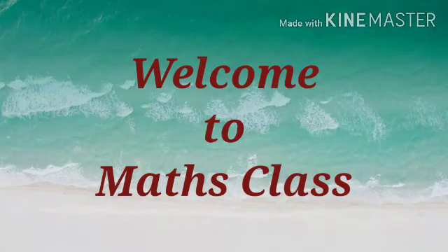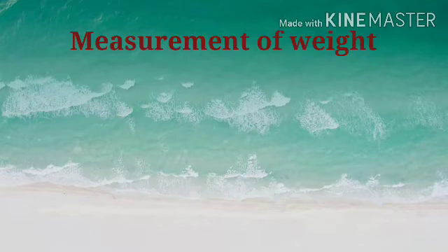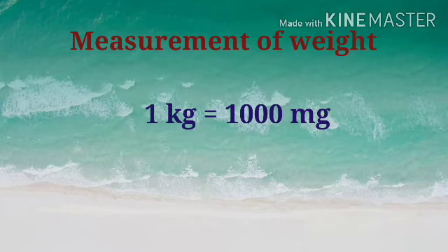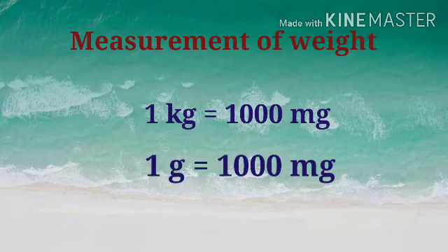Let's recall. What did we learn in the previous class? We had learned measurement of weight. The standard unit of weight is gram. 1 kilogram is equal to 1000 gram. 1 gram is equal to 1000 milligram.